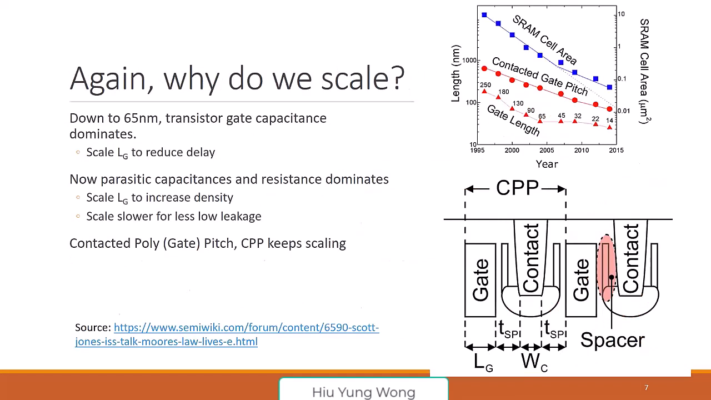So what are we scaling? Down to 65 nanometer. Gate capacitance dominates because the size is large. That's why you see we keep scaling the gate length to 65. But now parasitic capacitance dominates, right? So we still scale it because we want to increase the density, but we scale slower to reduce the leakage.